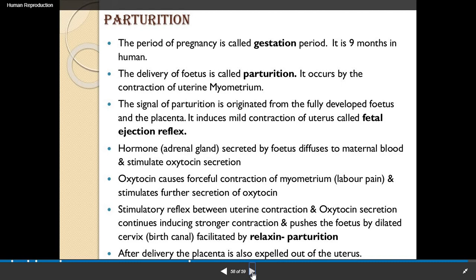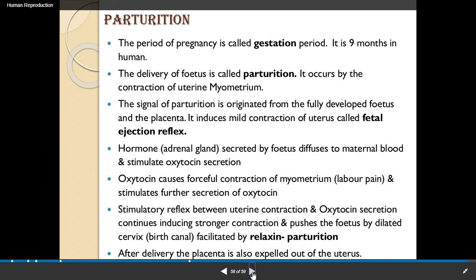Now next is parturition. The period of pregnancy is called the gestation period. It lasts for 9 months in humans, and varies from organism to organism. The delivery of the fetus is called parturition. After the 9 months are completed, the fetus finally comes out of the female body. It occurs by the contraction of the uterine myometrium, as we have seen that the myometrium helps during parturition through contraction of its muscles.